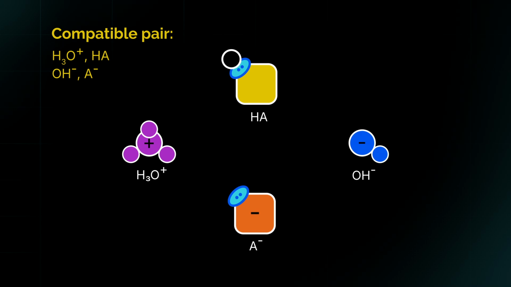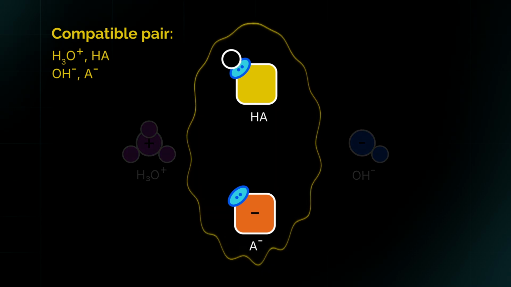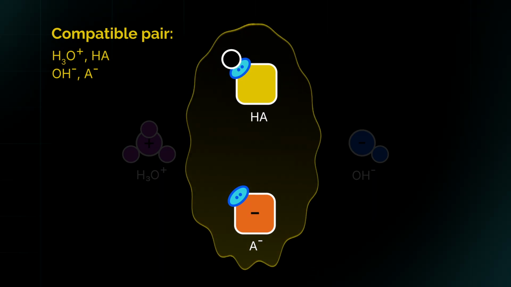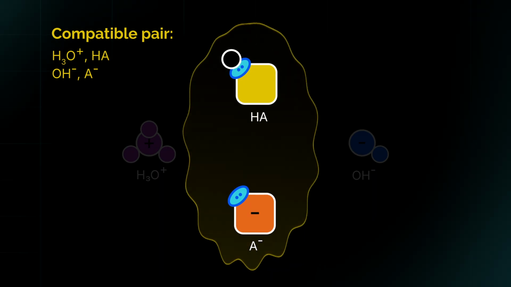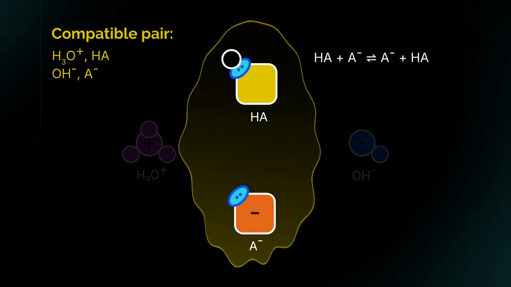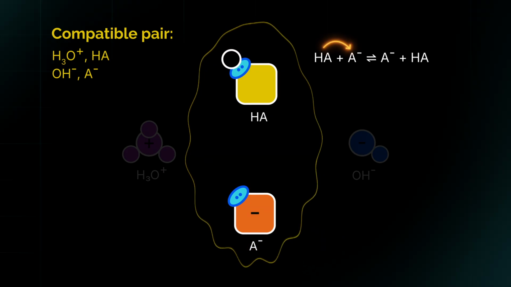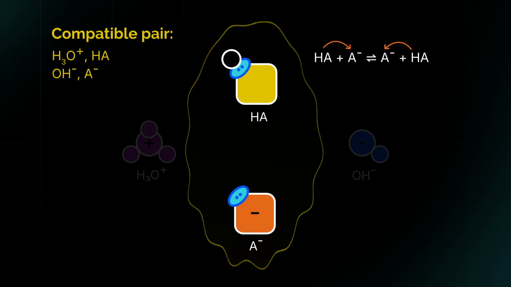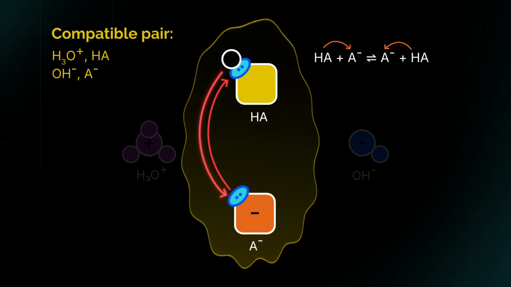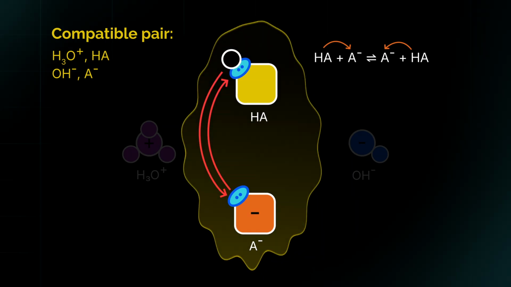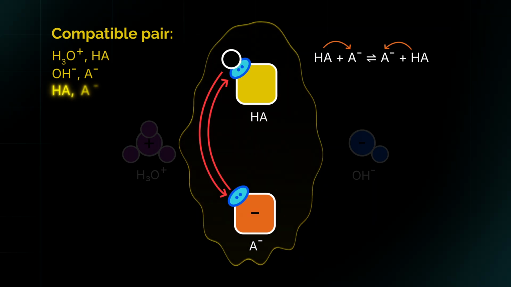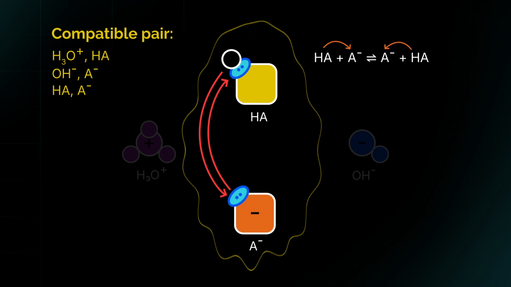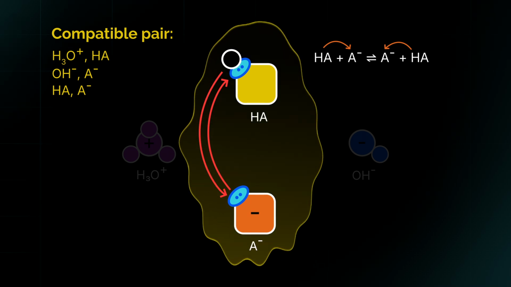Our third and final pair is HA and A-, our weak acid and its conjugate base. It's not that they don't react with one another, they do. In fact, they're constantly undergoing proton transfer with each other. But this reaction doesn't change the overall number of HA and A- molecules. It's just like they're playing catch with the proton. That's why they can coexist in large concentrations, making them our third and final compatible pair. In this situation, we use the Henderson-Hasselbalch equation to determine the pH.